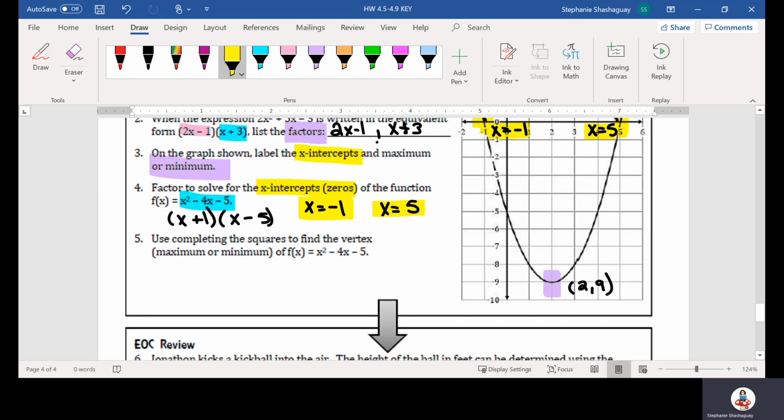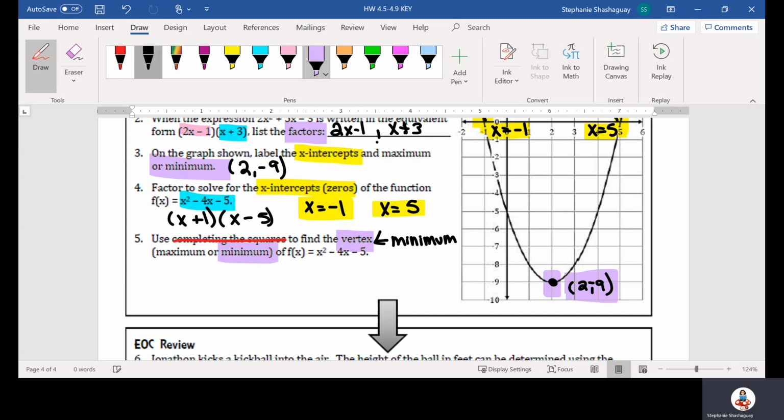Use completing the square. We're not going to use completing the square to find the vertex. We can look at what our vertex is because we've already labeled it. That is our minimum value. And our minimum was at this point, which is 2, negative 9. And so our vertex, we can just go ahead and list right now as 2, negative 9.